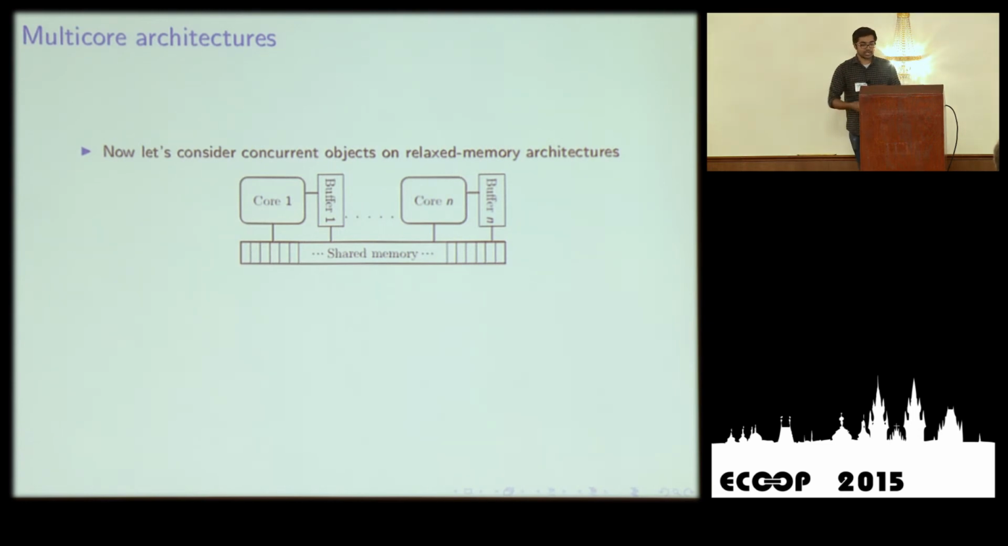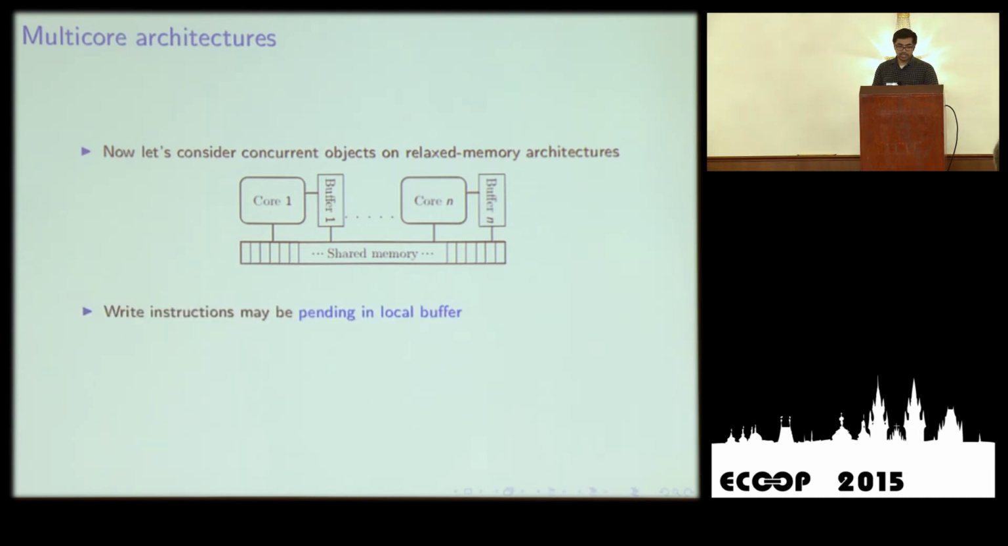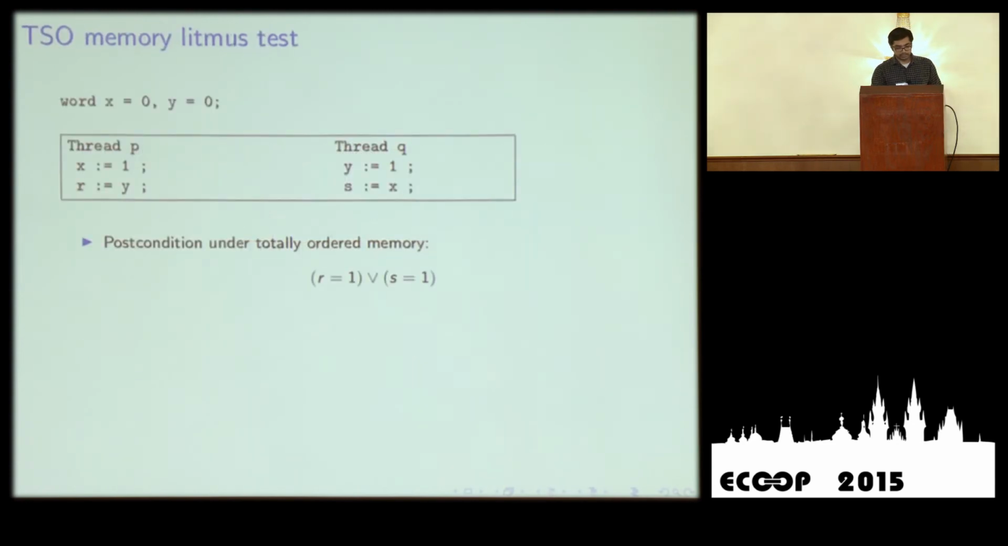This is an abstraction of an architecture where you use a local buffer before you write to shared memory. Okay, so write instructions may be pending in the local buffer before they go to shared memory. I still find this surprising, which is why I've got three exclamation points there. And it says that instructions can take effect out of order.